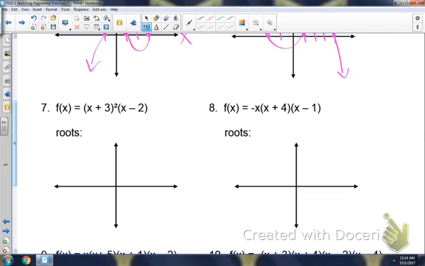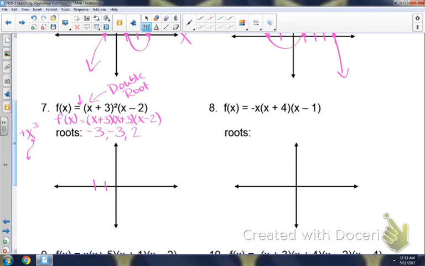All right, notice on 7, f of x equals (x plus 3) squared. That means you have a double root. It's the same thing as having (x plus 3)(x plus 3)(x minus 2). So we have a root at -3, another root at -3, because that's why there's a double root, and then you have one at +2. So overall it's cubic because there's 3, and then if you look in front it's positive. So it should be increasing from left to right.